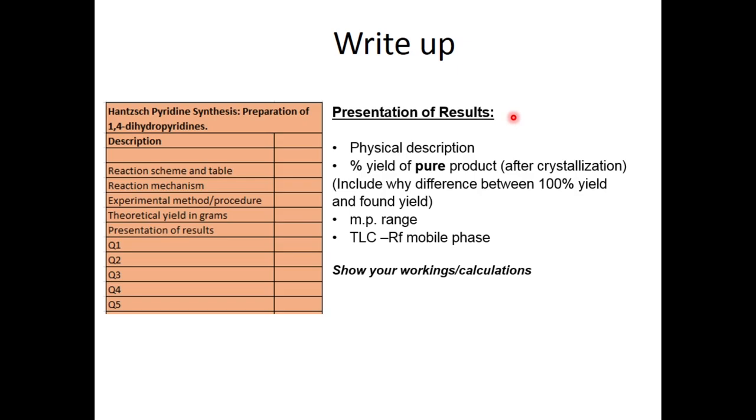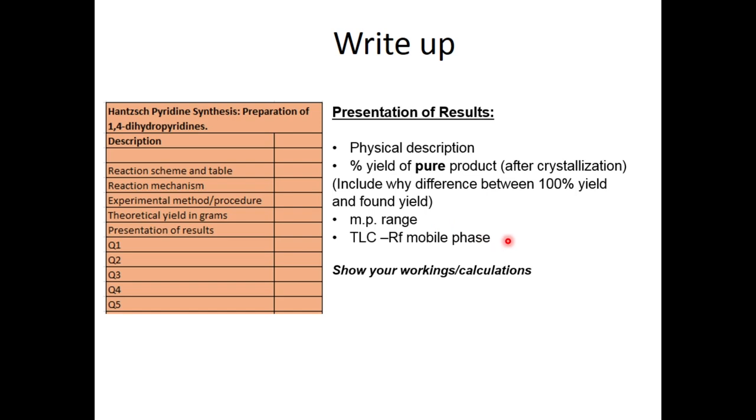In terms of the presentation of results, I expect to see a physical description of the product, the percentage yield of pure product after crystallization, and any comment to explain why there might be a difference between 100% yield and the yield you found. I want you to report the melting point range. If we were doing this in the lab, we would record a melting point, but I just want you to note the literature melting point of this compound in your report.